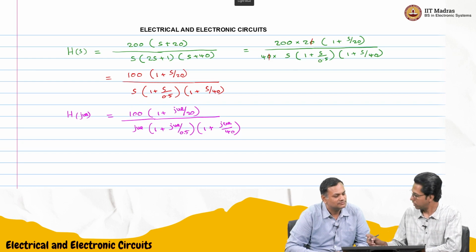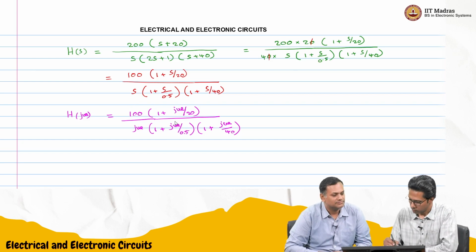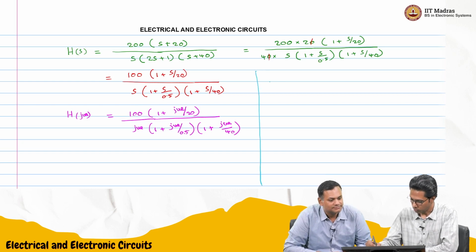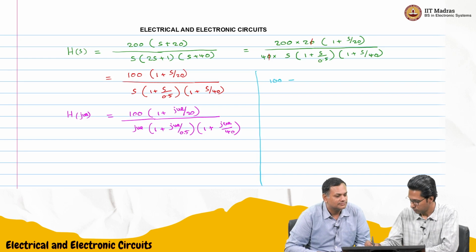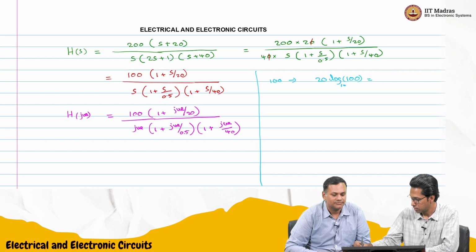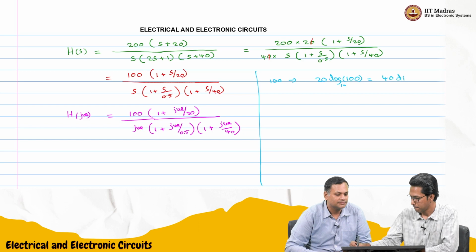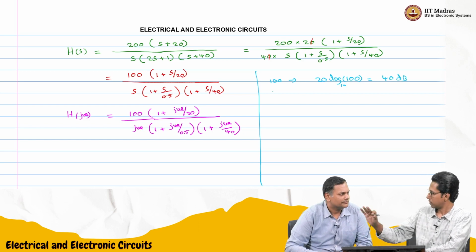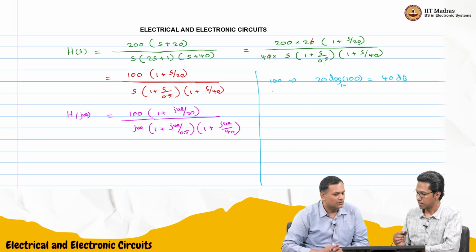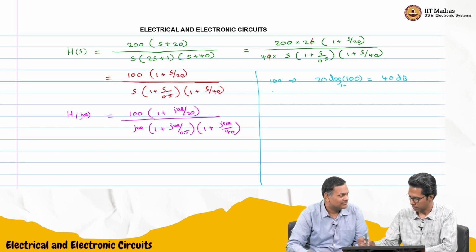So we will draw each term individually. For the constant 100, this will give a constant 20 log 100 to the base 10, which is 40 dB. So there is a constant value term of 40 dB that gets added.